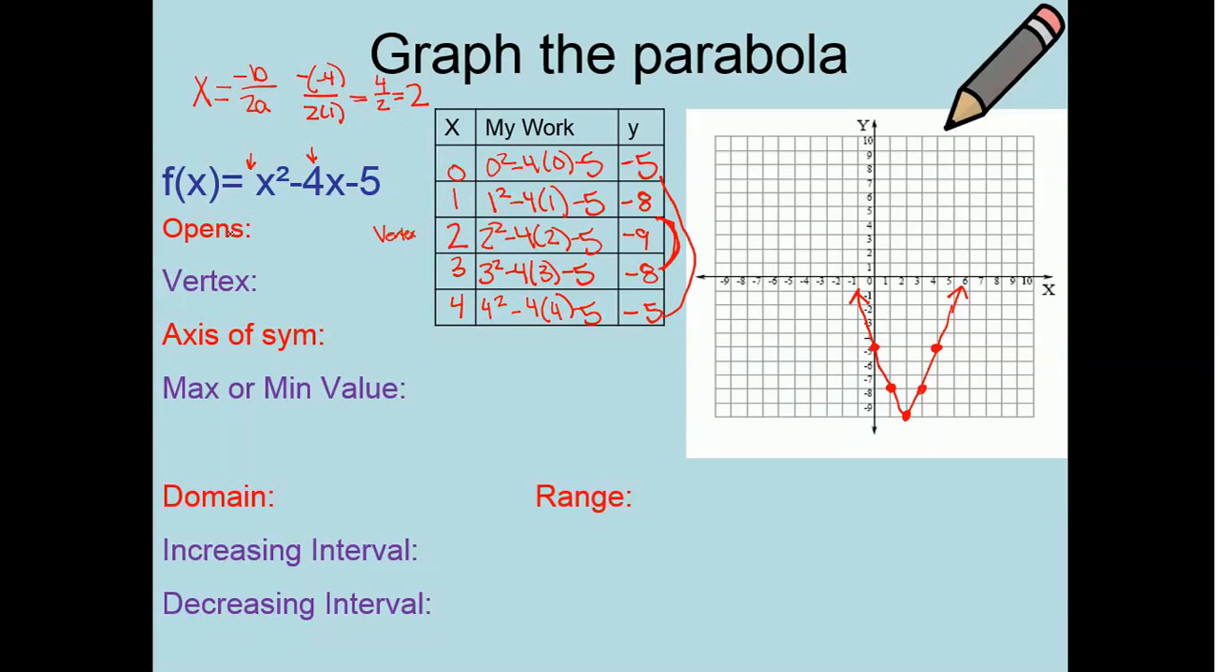Does it open up or down? Well, our A is positive, right? It's bigger than 0. So this is opening up. Notice it's a U that's going upwards, okay? On my vertex, right here, 2, negative 9.